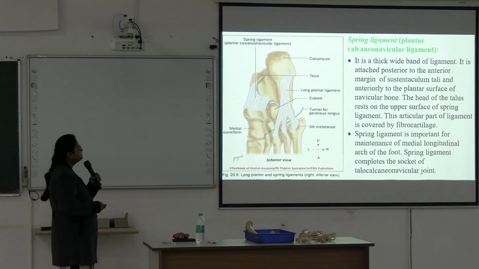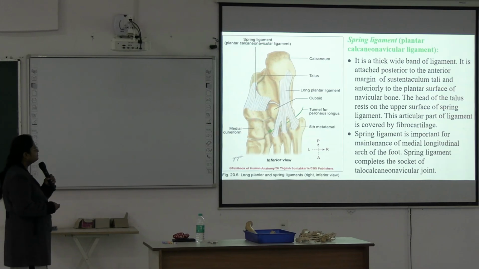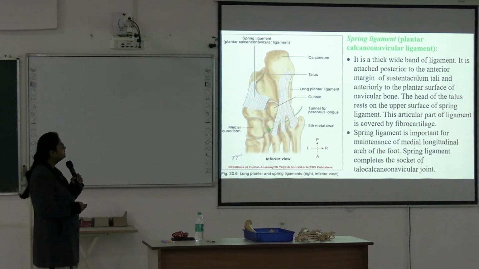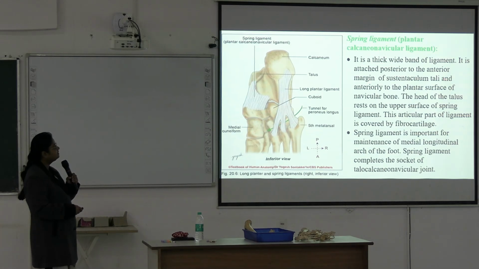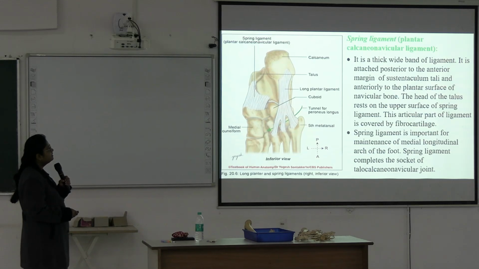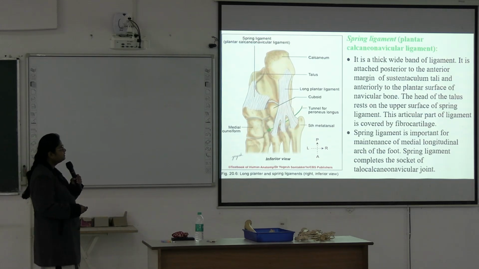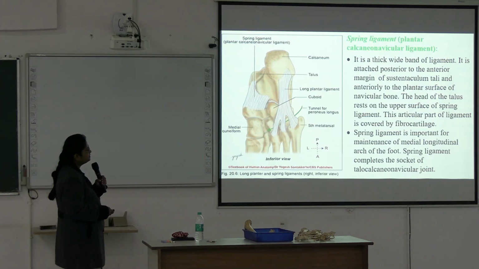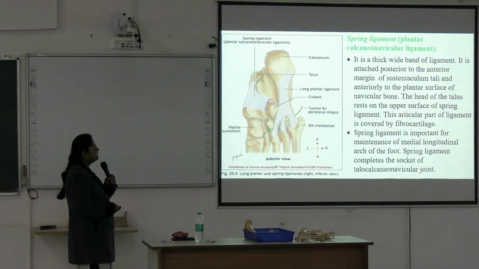Next. So spring ligament is important. This is the spring ligament. It is also known as plantar calcaneo-navicular ligament. It is a thick white band of ligament, attached posteriorly to the anterior margin of sustentaculum tali and anteriorly to the plantar surface of the navicular bone. Sustentaculum tali is a shelf-like projection from the calcaneum, and the head of the talus rests on the upper surface of the spring ligament, and the articular part of the ligament is covered by fibrocartilage.